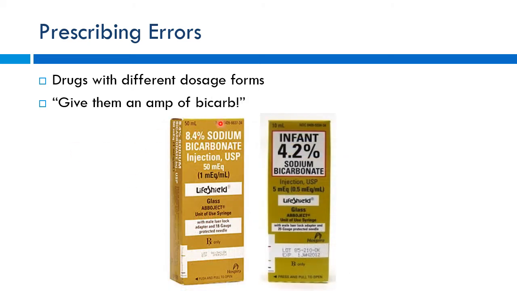Give them an amp of bicarb. I hear that very frequently as well. So again, there's 2 main types of bicarb you're going to run into. One's an 8.4% solution. One's 4.2, made for infants. This one's 1 milliequivalent per ml concentration. This one's half. So again, if I give a baby the 1 milliequivalent per ml concentration, that's going to be a very different sort of dose.